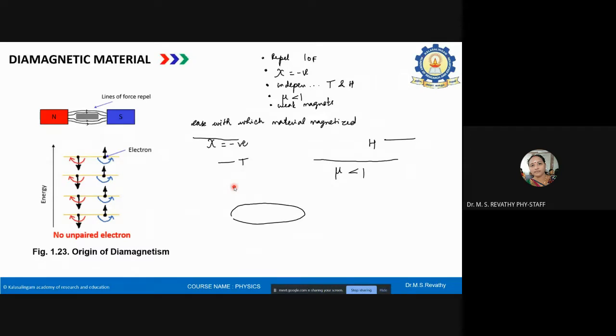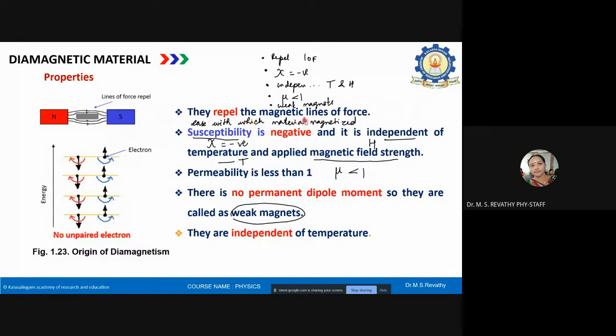Okay, the first property we have seen is that the magnetic lines of force are repelled. Then we talk about susceptibility, the numerical number for the ease with which the material gets magnetized. This susceptibility is negative in the case of diamagnetic material, and it is independent of temperature and applied magnetic field. The permeability is less than 1, because the work of permeability is to allow or permit the lines of force, but here it is less than 1. See the symbolic representation I made, mu less than 1. Hence there is no permanent dipole moment, so they are called weak magnets. And the last point is actually repeated from the second point: they are independent of temperature.